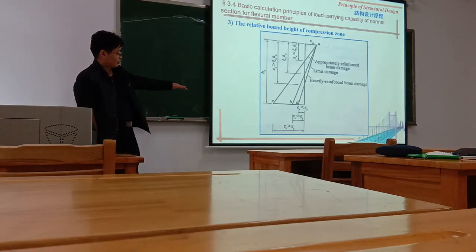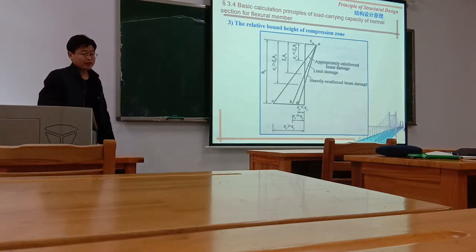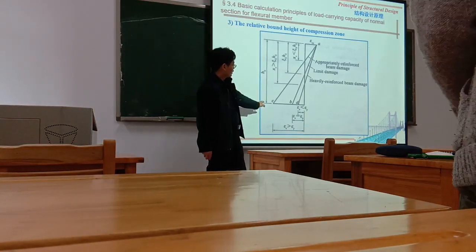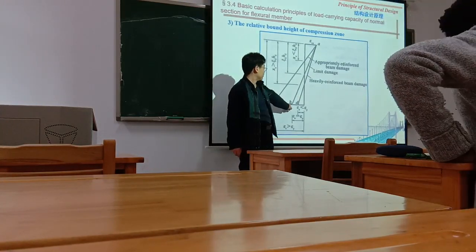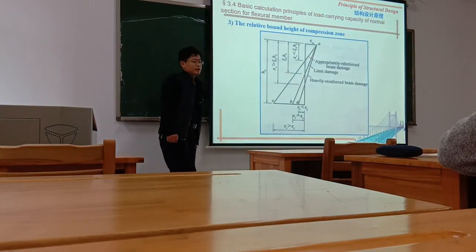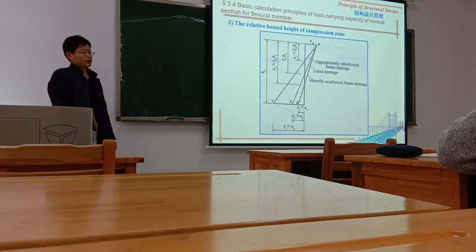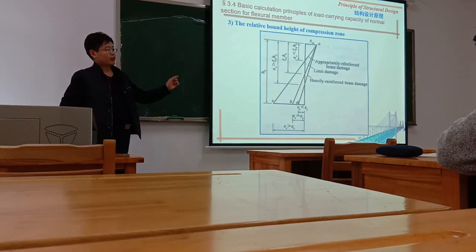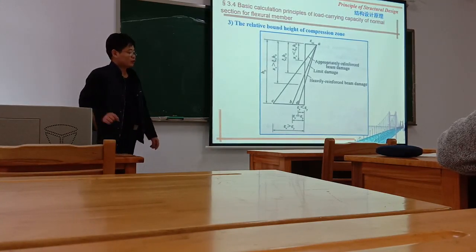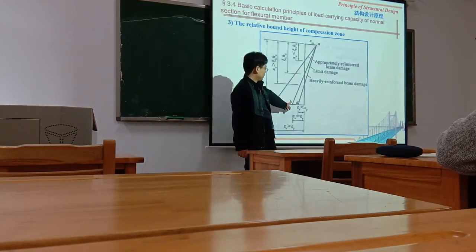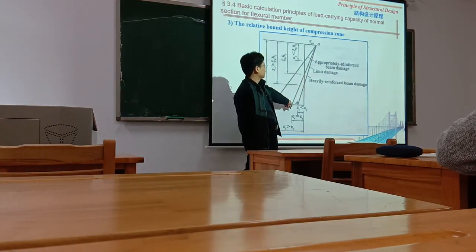I'm not sure if you still remember what we talked about earlier. The most important thing is this AB line, the boundary condition. When we design, we need to make sure the reinforcement ratio is smaller than the rho max. And rho max is for this situation, the boundary condition AB.